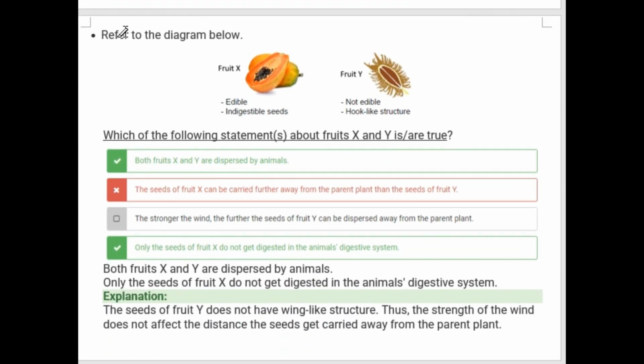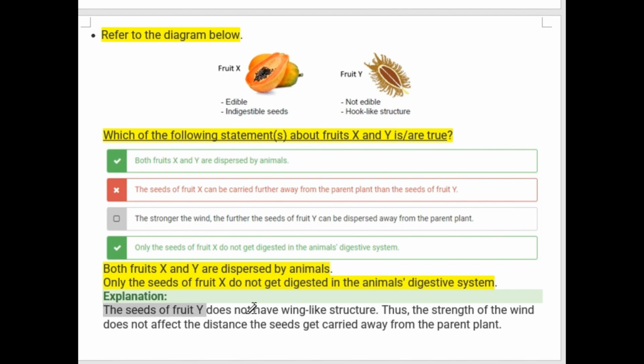Refer to the diagram below. Which of the following statements about fruits X and Y is/are true? Both fruits X and Y are dispersed by animals. Only the seeds of fruit X do not get digested in the animal's digestive system. Explanation.